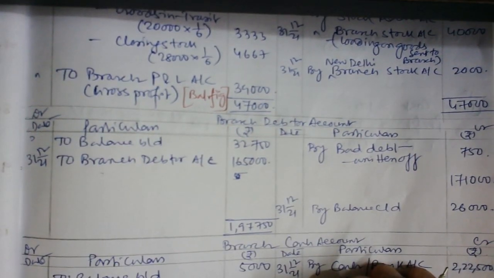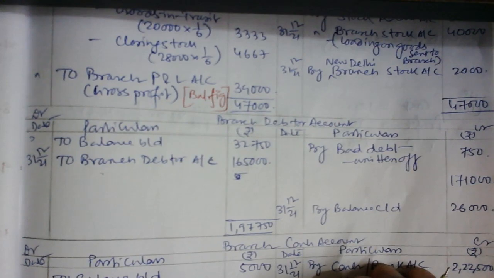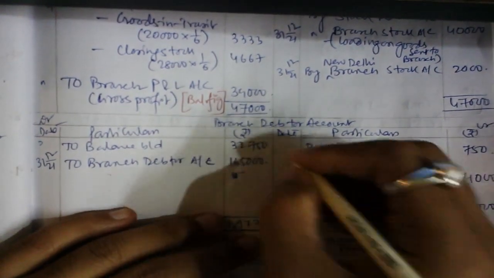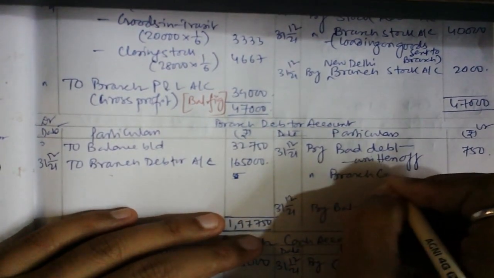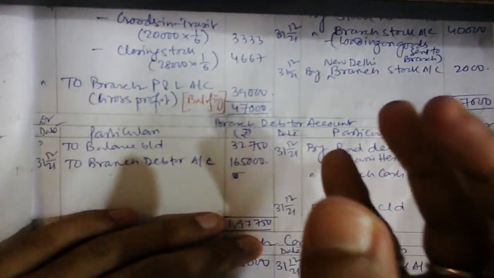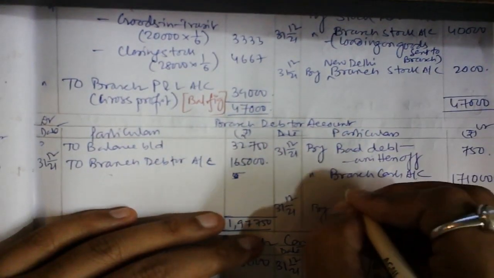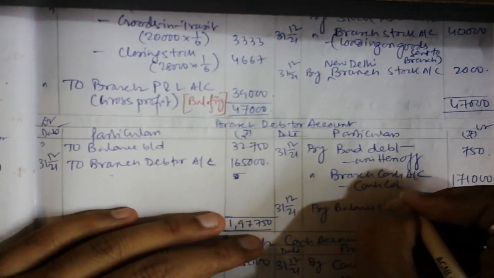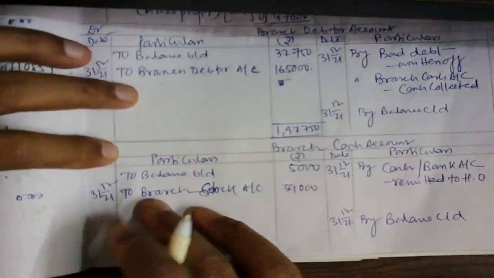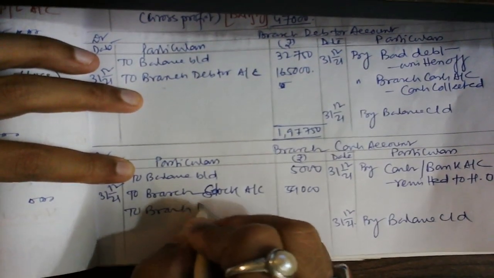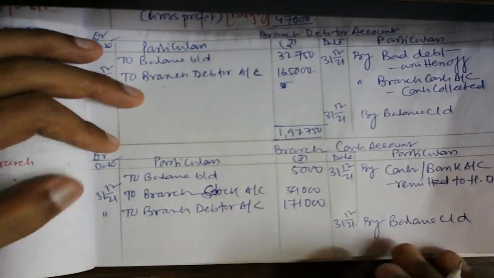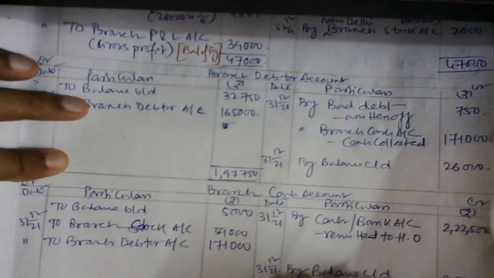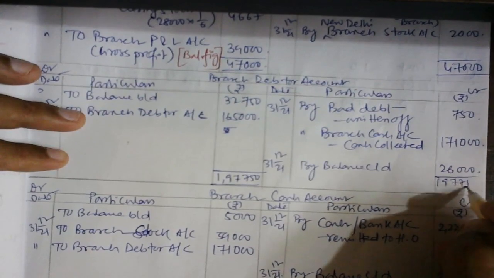So do you know what is this? Anyone knows what is this? Can you tell me what this amount actually reflects? So this amount reflects nothing but the cash collected from the customer. So you can say by branch cash. So what is the journal entry? We know that, sir. When the cash is collected from the customer, then branch cash account debit to branch debtor account. Okay. So you can write here cash collected. Correct. So this branch cash will be transferred here to branch debtor account 1,71,000. That is what we have done.